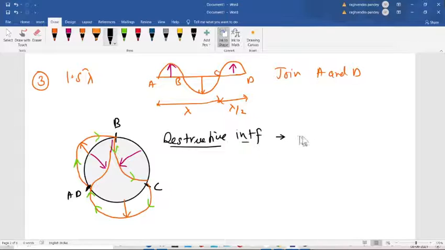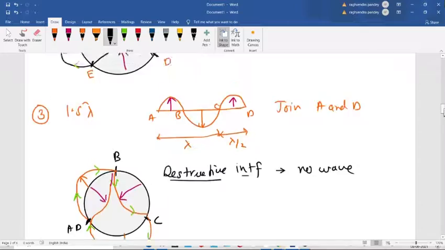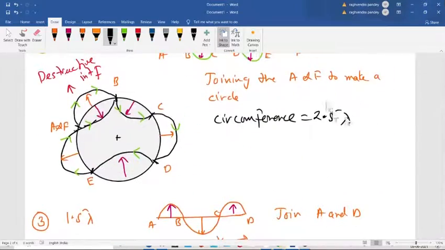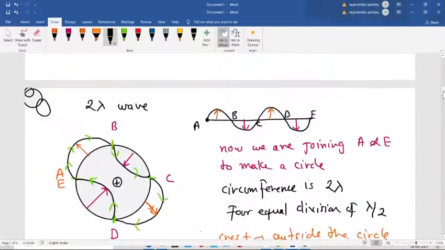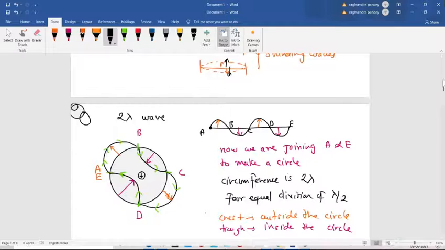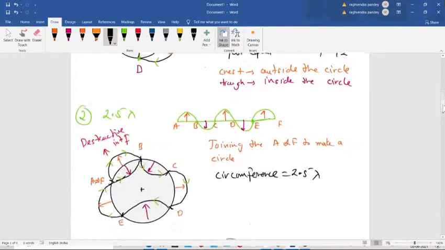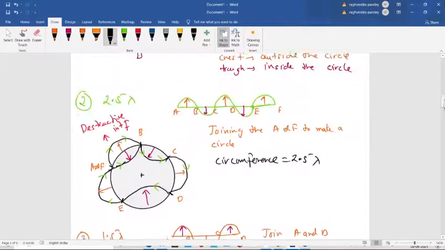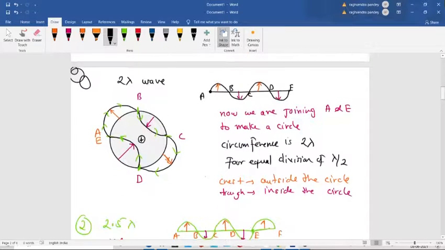The wave will not exist. There is no existence of this type of wave. If we take 2.5 lambda, it does not work out, but for 2 lambda it works out. So please give me your conclusion. What is your conclusion about 1.5 lambda, 2.5 lambda, and 2 lambda?